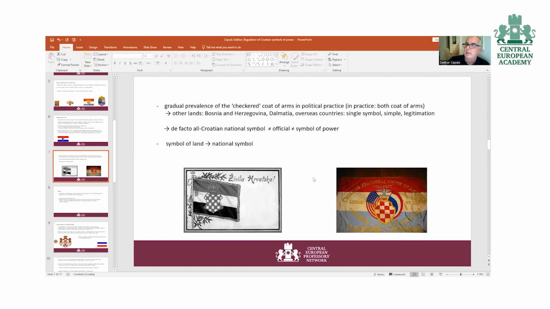This has not become an official symbol or symbol of power, but through the use in the other lands of the Austro-Hungarian monarchy, and not just in Croatia and Slavonia, but also in Bosnia, by the Croatian population of Bosnia and Herzegovina, Dalmatia, and overseas countries, it became a national symbol.